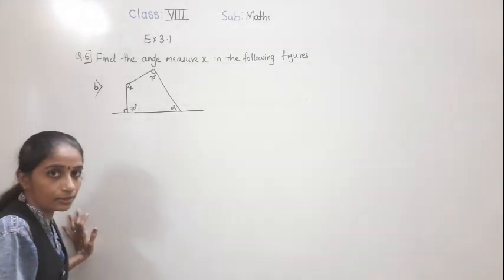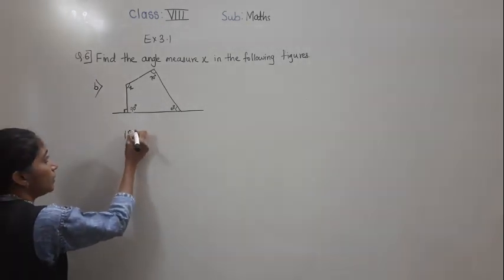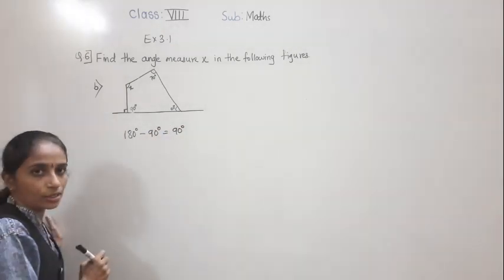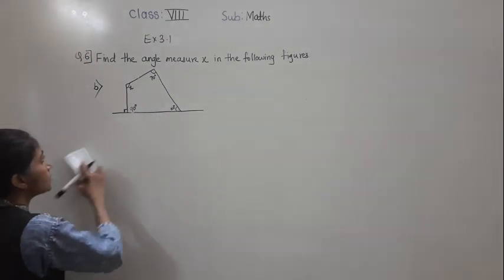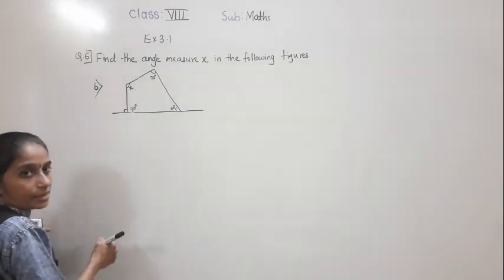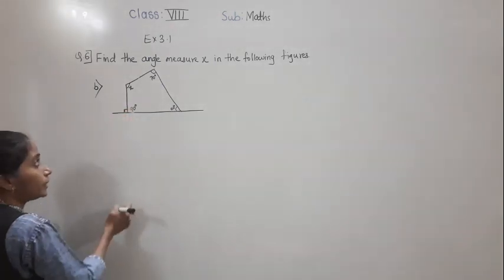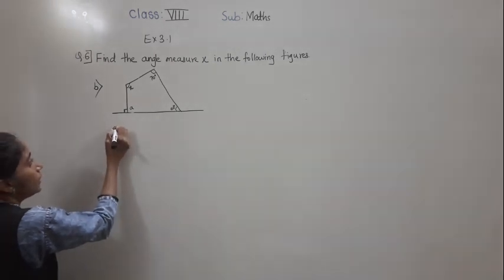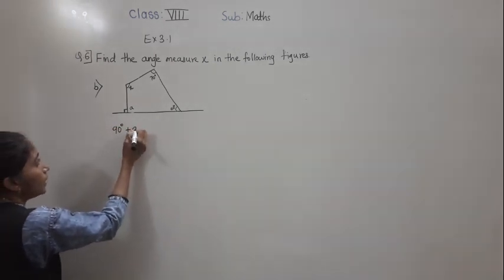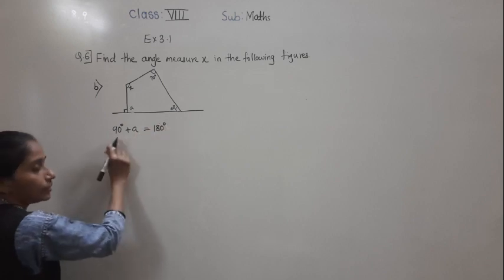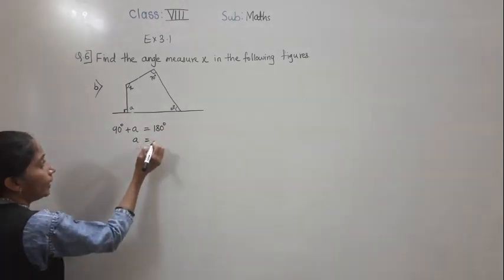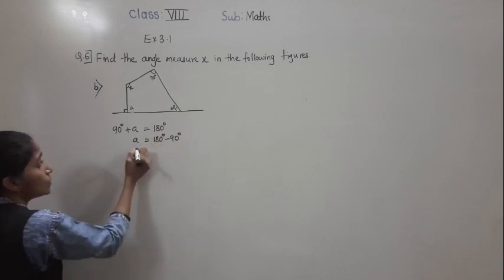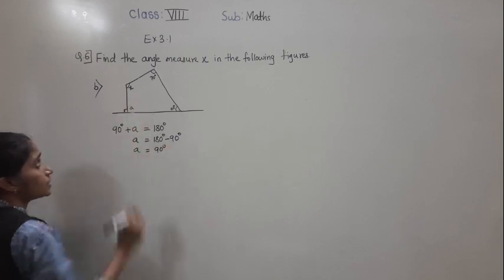I am writing here directly. You can write 180 degree minus 90 degree is equal to 90 degree. Or you can do one thing. This angle plus this angle, means this angle you have 90 degree. You can consider here one of the letter A. Suppose this angle is 90 degree, plus A is equal to 180 degree. So how to find angle A? A is equal to 180 degree minus 90 degree. So A is equal to 90 degree. So we got this is 90 degree.